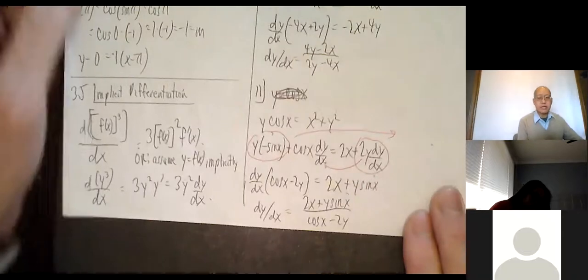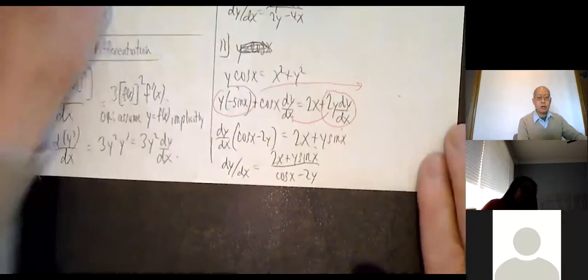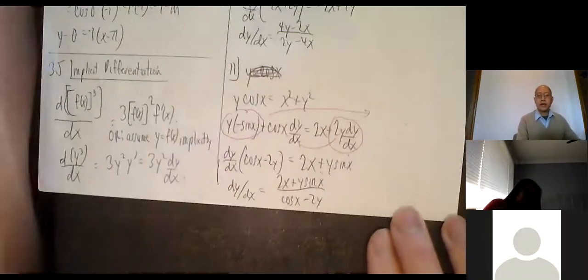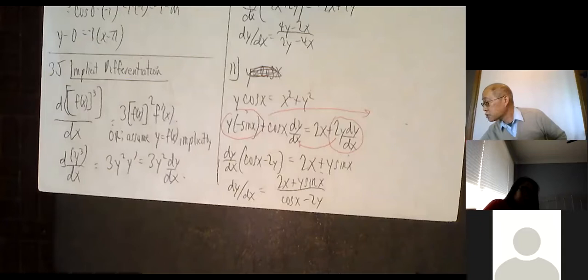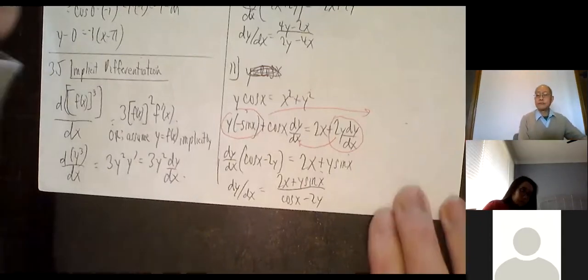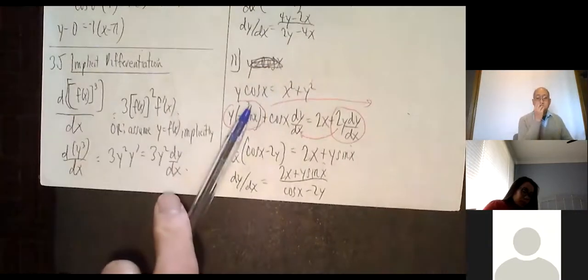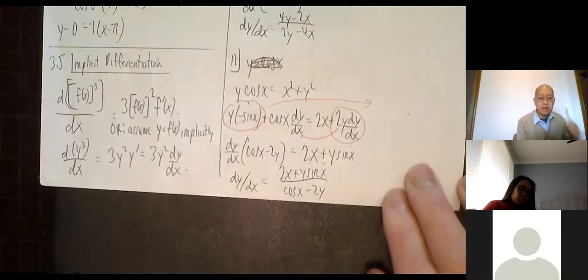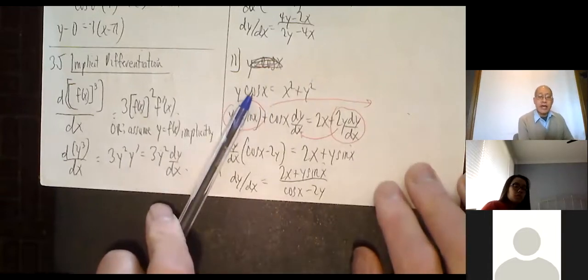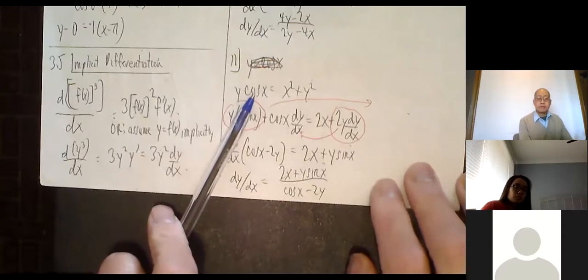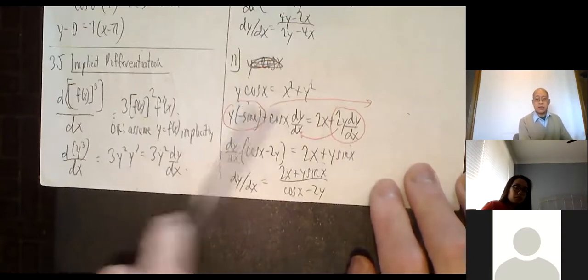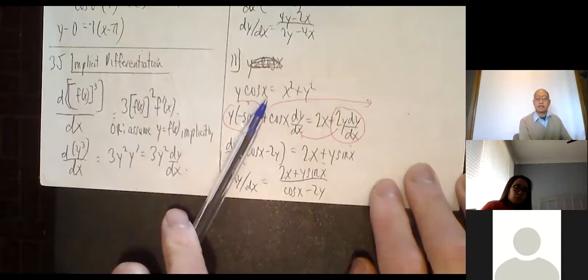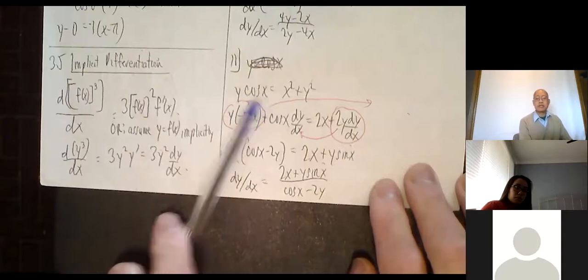Okay, number 11 is the next one I was going to show you. y cosine x equals x squared plus y squared. Technically, if you could solve for y, why do this implicit differentiation stuff? Yes, if you can solve for y, it'd be a lot easier. It's just that in something like this, you can't solve for y easily. So we're stuck with this implicit differentiation.